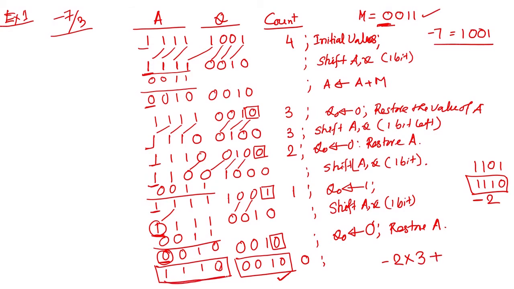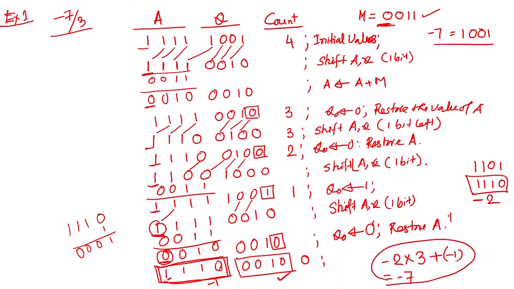plus this value is what? This is a negative value. What is the negative value? You take the 2's complement, you subtract 1. So, this is already a 2's complement, 1 1 1 0. So, you subtract 1, giving 1 1 0 1 0 0 0. So, this is nothing but negative 1. So, this is minus 1. So, this is minus 7. So, dividend equal to divisor into quotient plus remainder.